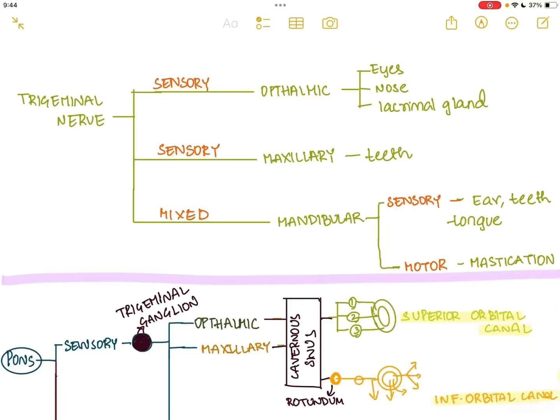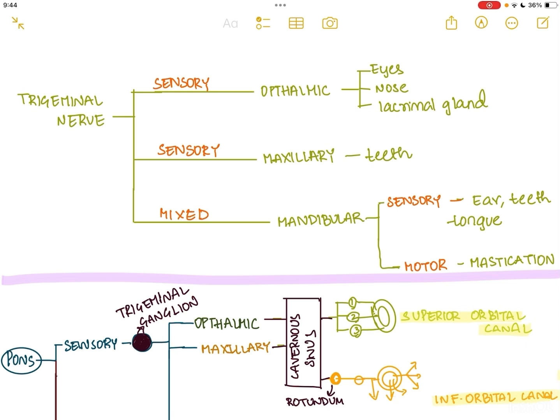So here we'll talk about the trigeminal nerve. It gives three branches. One is ophthalmic, second is maxillary, and the third is mandibular. The first two are sensory, that means they have completely sensory function, and the next one, which is mandibular, has mixed function. One is sensory function, another is motor function. The fifth cranial nerve is a mixed nerve because it has sensory functions and motor functions because of this mandibular division.